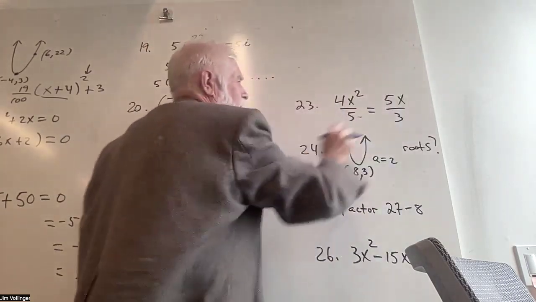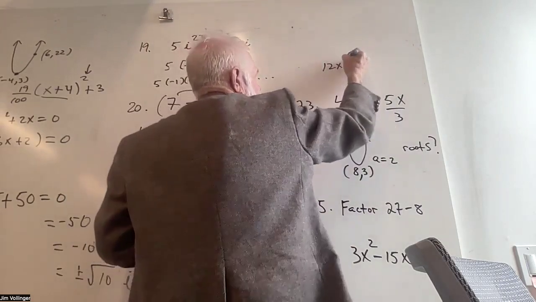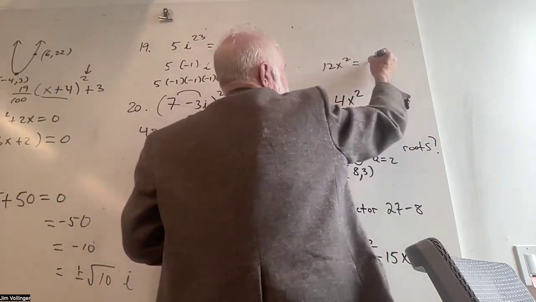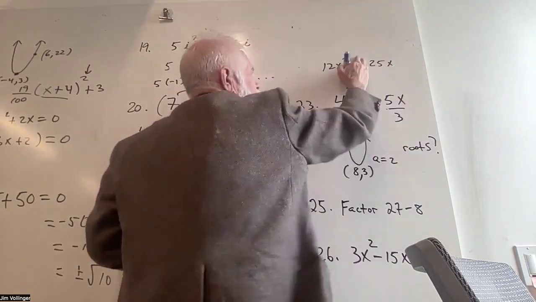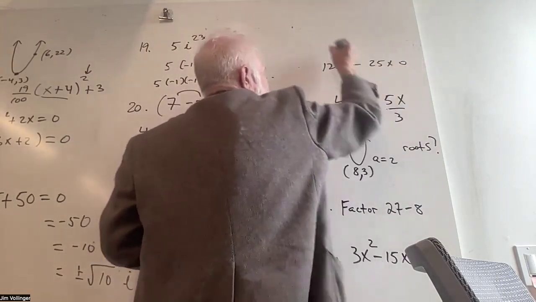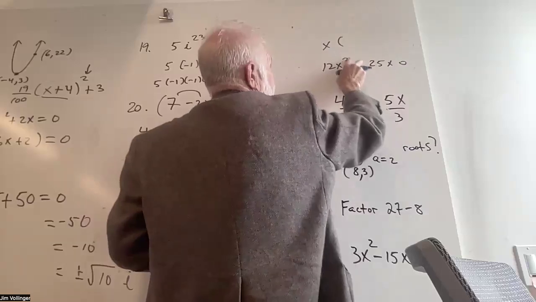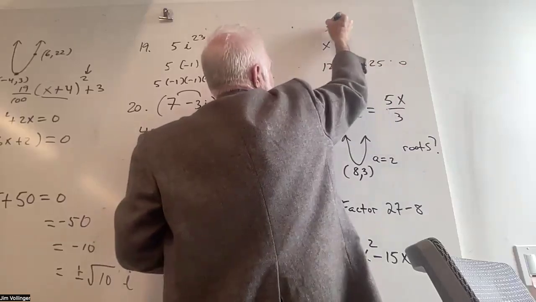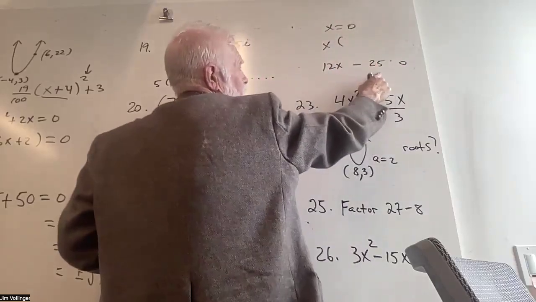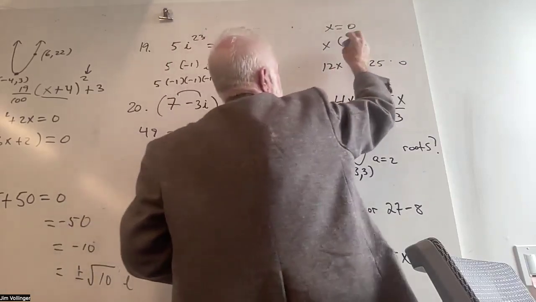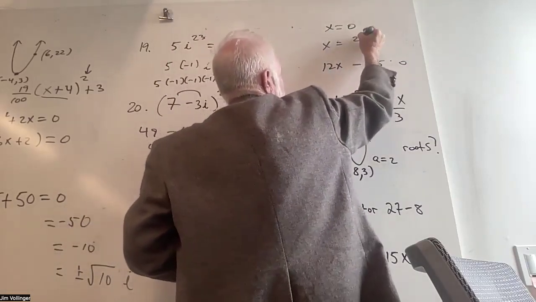We've explained that in class. So 12x squared equals 25x. What are we going to do? We're going to subtract and set it to 0. I like to take x out. If I take x out, boom, and I remember that one of my answers is 0, I'm only solving this, which is 25 over 12. So my second x is 25 over 12.